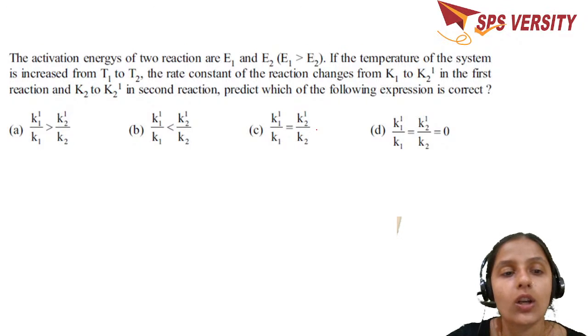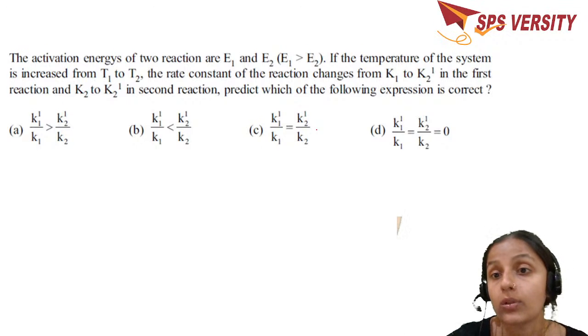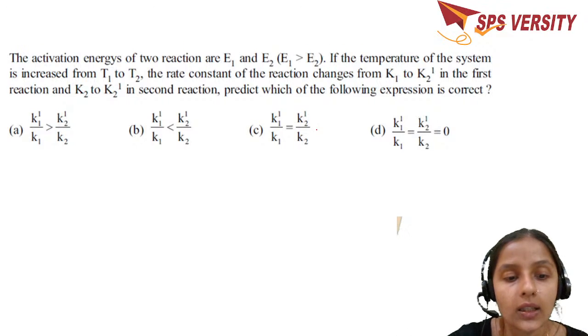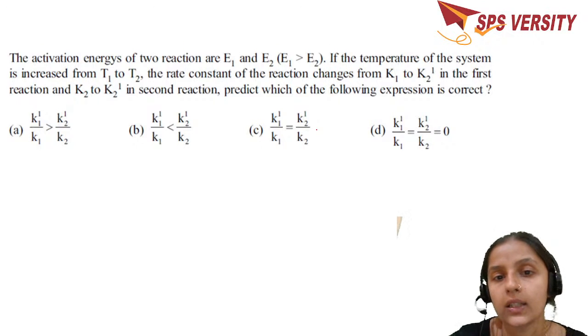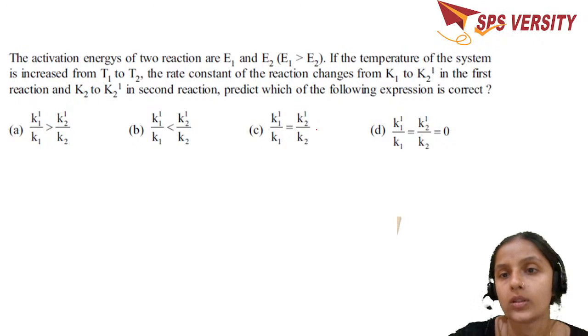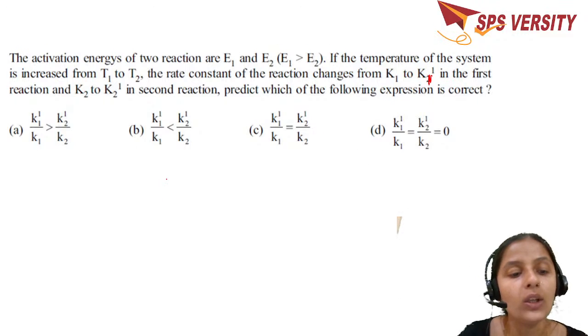The activation energy of two reactions they have given. The temperature is increased from T1 to T2. Rate constant of the reaction changes from K1 to K1 dash in the first reaction and K2 to K2 dash in the second reaction. Predict which is right. Which of the following expressions is correct? So what do you think? How do you solve this one?